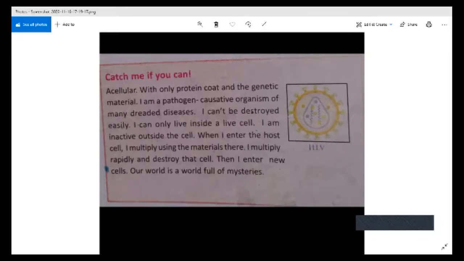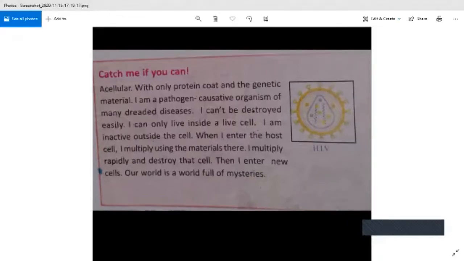And that virus is introducing itself: "I am a pathogen, a causative organism of many dreadful diseases." Those microorganisms that cause many diseases are known as pathogens. So a virus is also a pathogen. It will cause many diseases. "It can't be destroyed easily."